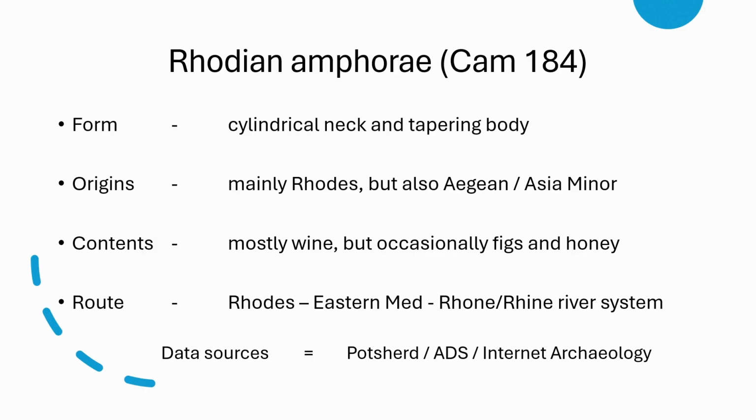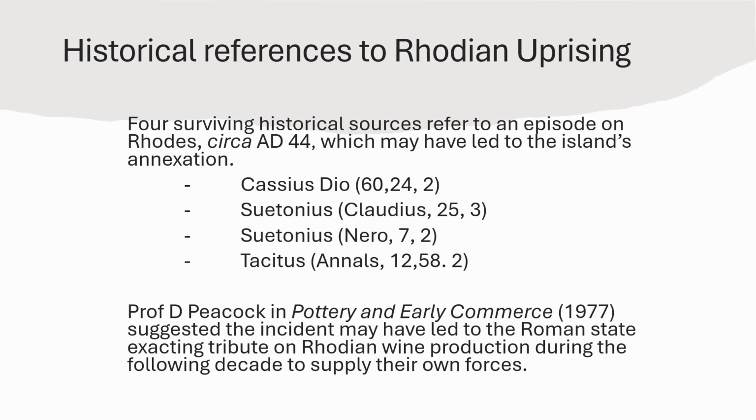Data sources on the amphorae themselves are fairly easily accessible. Pottery, the Archaeological Data Service, Internet Archaeology have all a good synopsis of the vessel and its details, so this slide merely introduces it. The interesting aspect of the Rhodian amphorae TF10D is that it spikes at about the period the Kingsholm fort is at peak activity. And the island itself appears in four literature sources. They're listed there: Cassius Dio, Suetonius has a couple of references, and Tacitus.